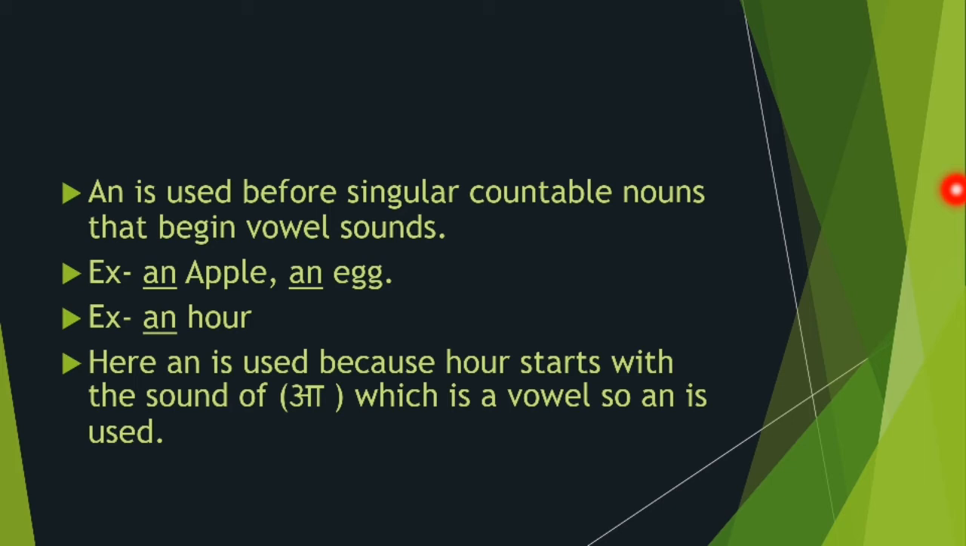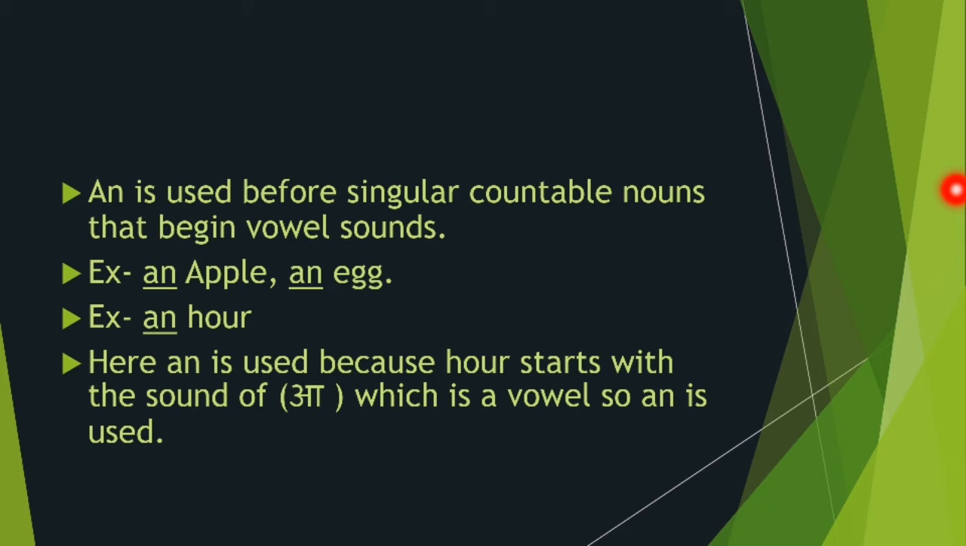Vowel sound होगा, like an apple, right? A sound is coming, so we have used an. Okay, an egg, a vowel sound is coming, so we have used an. हमेशा vowel sounds के साथ an use करेंगे, consonant sounds के साथ a use करेंगे. Okay, now just see everyone, let's take one more example.